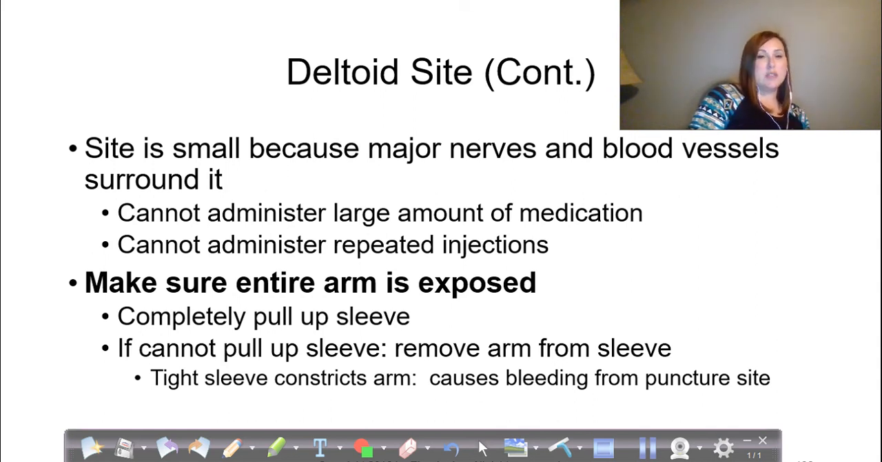You want to expose the entire arm. I'm never afraid to ask someone to take their arm out of their sleeve because that just gives me a better view of my landmarks. And a tight sleeve can just be restricting and cause more pain.